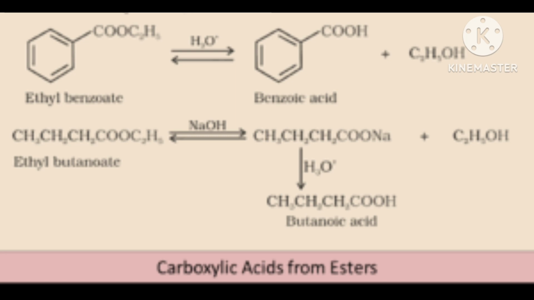H2O gives H plus and OH minus. They will go to the oppositely charged ions. H plus will go to the oxygen and it will form benzoic acid. C2H5 is positively charged, so OH will attach there and it will form C2H5OH. Correct? Then in an easy way you got benzoic acid. In the same way you can understand another example I am telling you, ethyl benzoate.